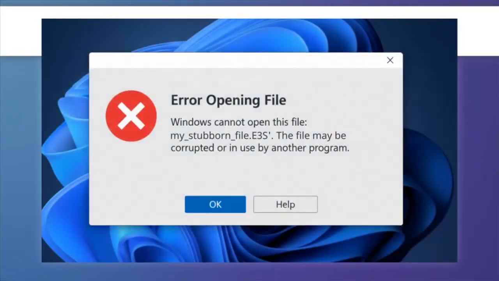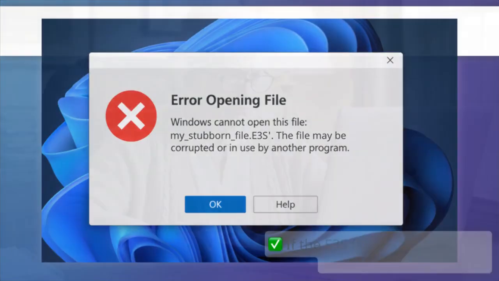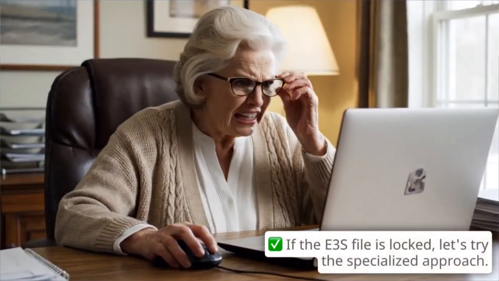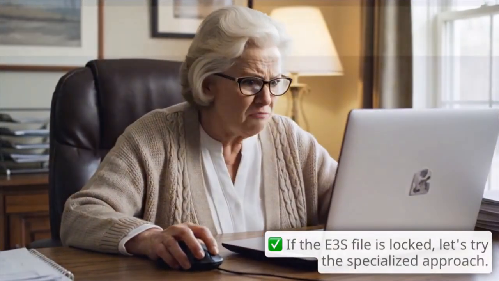If the E3S file won't budge, stay calm. The reason is usually simple, involving one of three common issues. Here's a quick breakdown of what they are and how to check them.